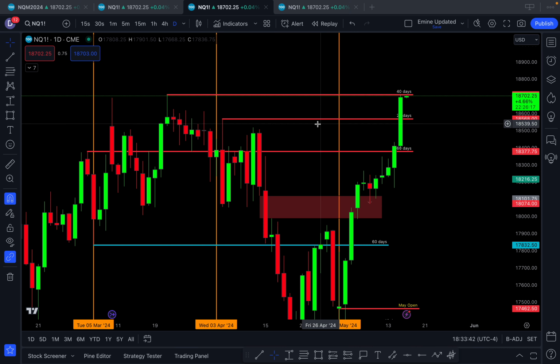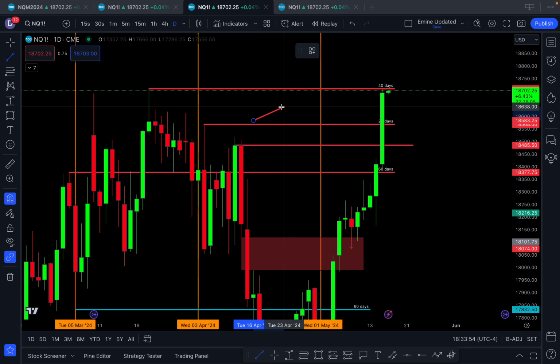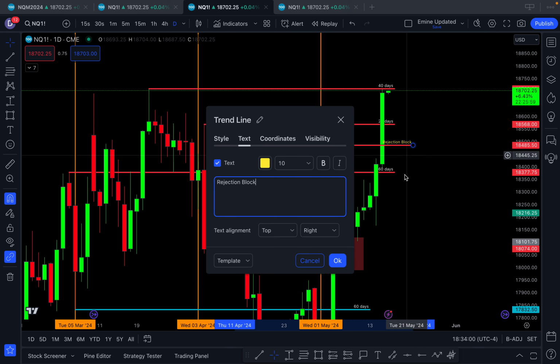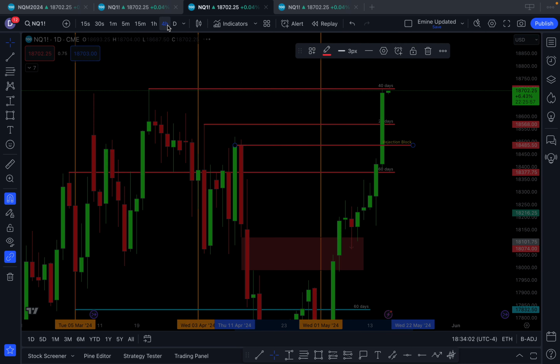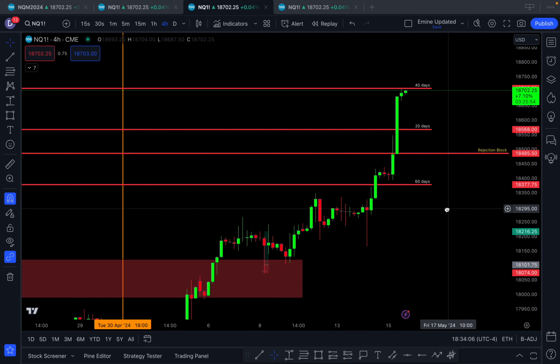The one right after it is rejection blocks. So how do you do a rejection block? This is the rejection block. And we have another one, I think. No, we only have one rejection block, okay? Go ahead and give it rejection block. Okay? Now go on the 4 hour. And you can keep this on for the whole month, so you just do it once.